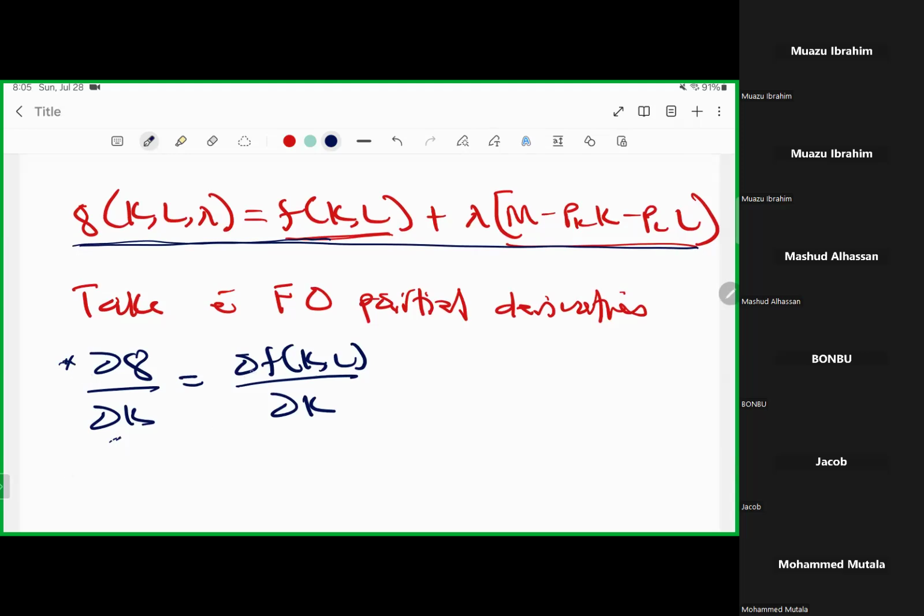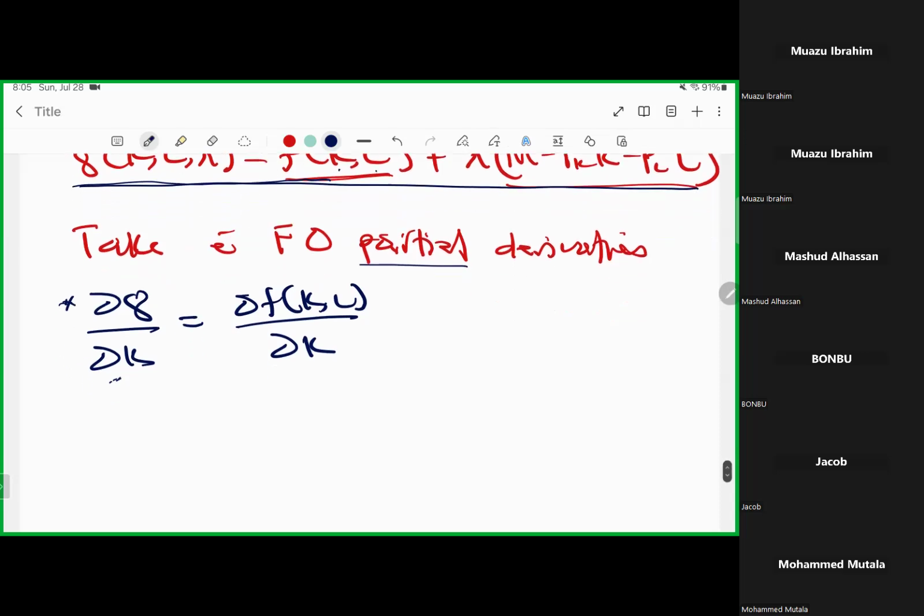So here is the change, that is the D. We are using delta here because we are taking the partial derivative. We have more than one variable, we have capital and labor. So if it is capital and labor, we don't use D. Please note, we don't use D. We use delta.